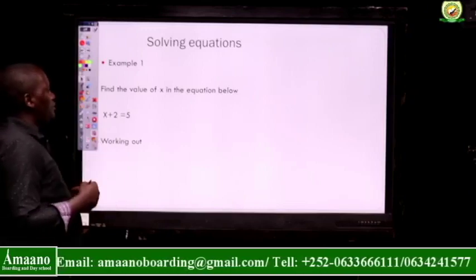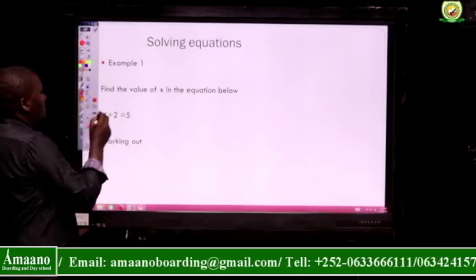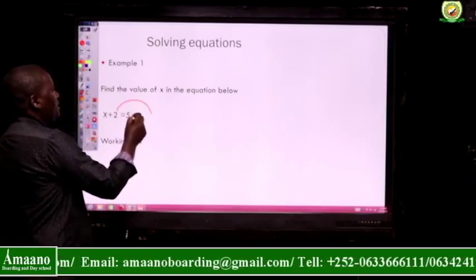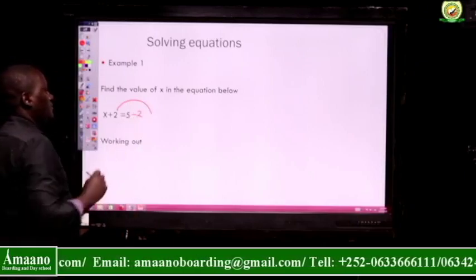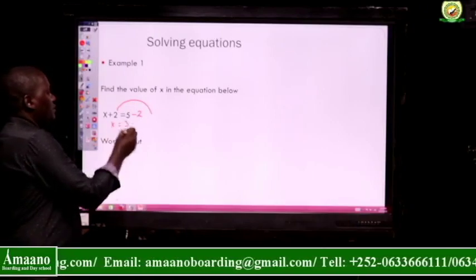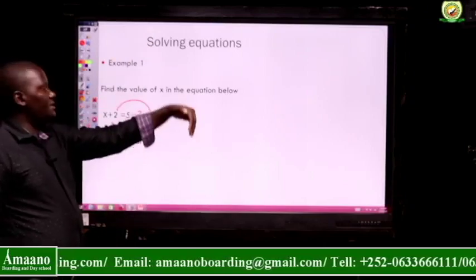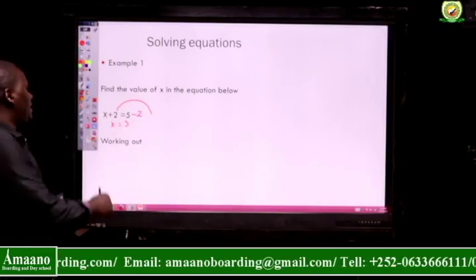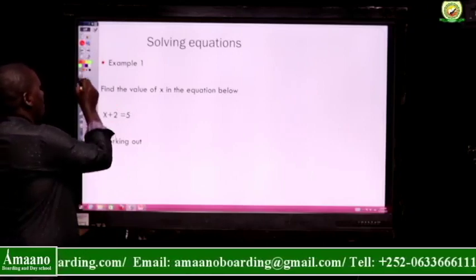But this positive 2 will change and become a negative. That is, when this 2 crosses to the other side, it changes to be a negative. That is negative 2. So this x will be 3. So x equals 3, because this 2 crossed to the other side, the right hand side, and changed to be negative. Let's check a simple equation down here.